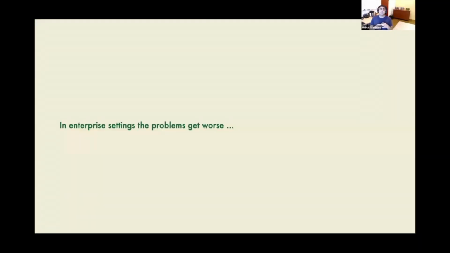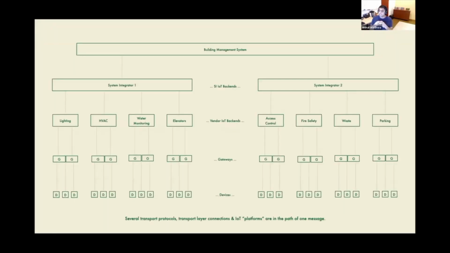So again, if you start thinking about this problem from an enterprise-wide view, a typical enterprise IoT system will have lots of devices, lots of gateways for different protocols from different vendors, lots of so-called IoT backends that are unique to each vendor of each different system that is deployed in my factory or in my building management system or in my farm.